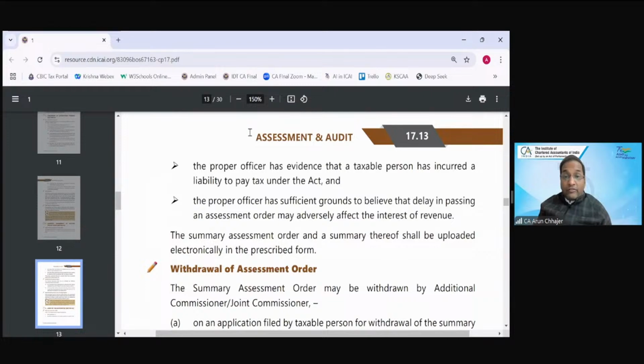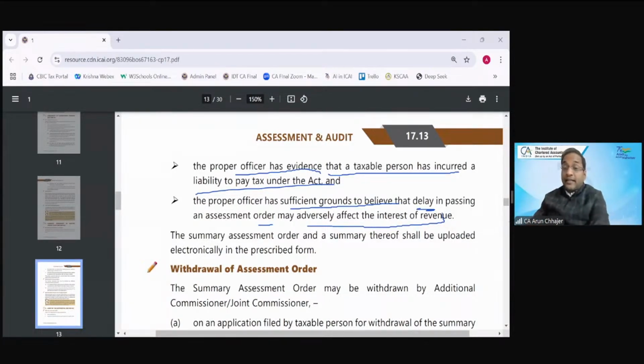Then the officer has the evidence that a taxable person has incurred a liability to pay the tax and the sufficient ground to believe that delay in passing the order may adversely affect the revenue. I gave you an example that he will leave India. There could be another example also, another reason also, but there has to be sufficient ground to believe.